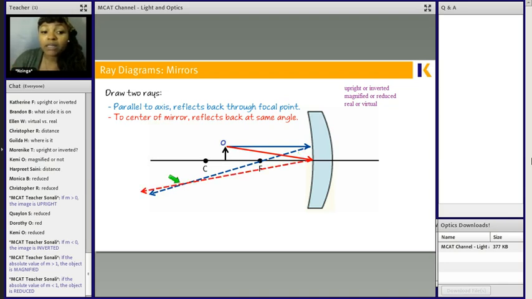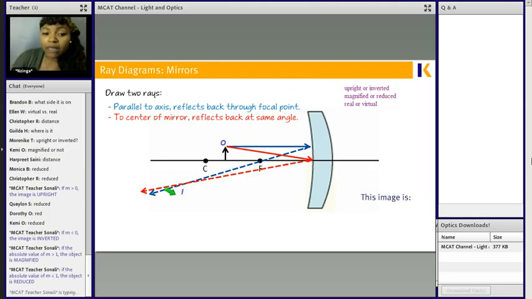And then we can see where these light rays are actually going to be converging, and that's going to let us know what our image is going to be. Okay, so we have an image here. So let's describe this image based upon what we talked about. So is this image going to be upright or inverted?